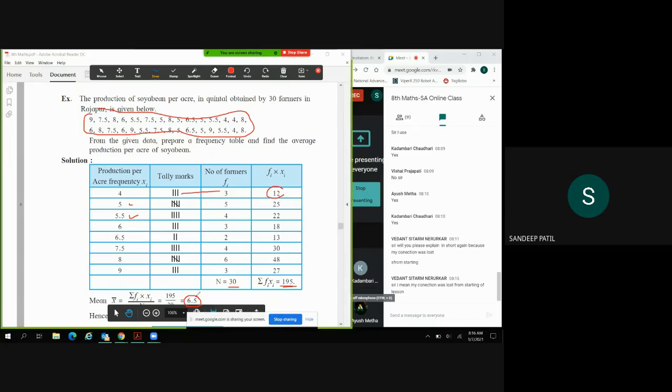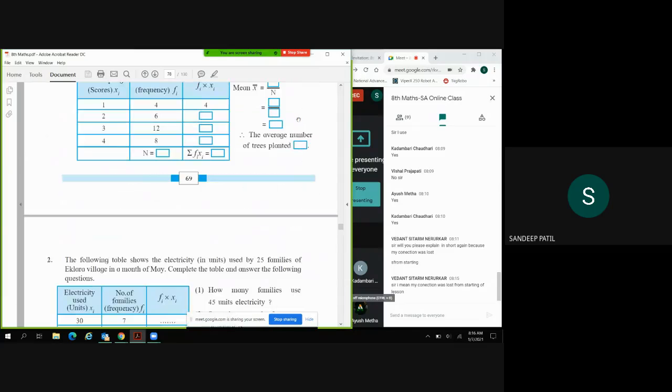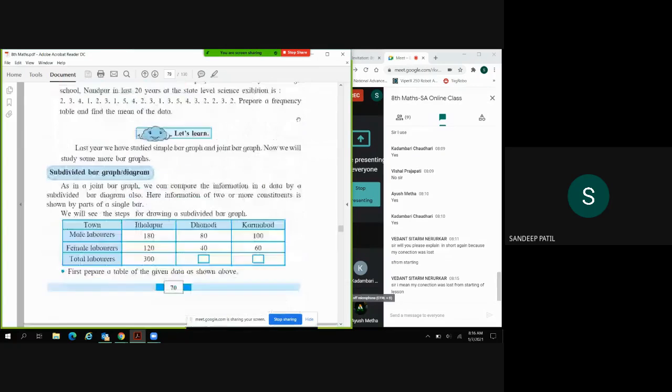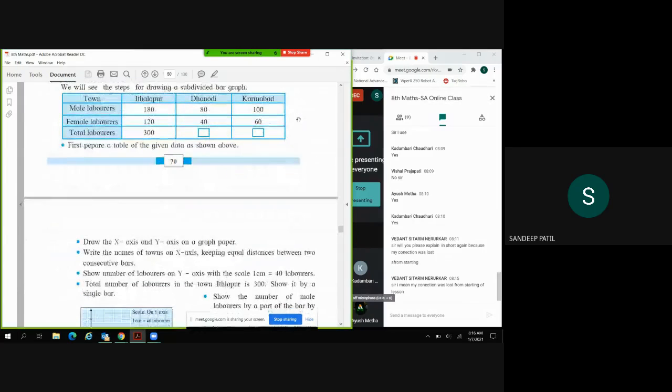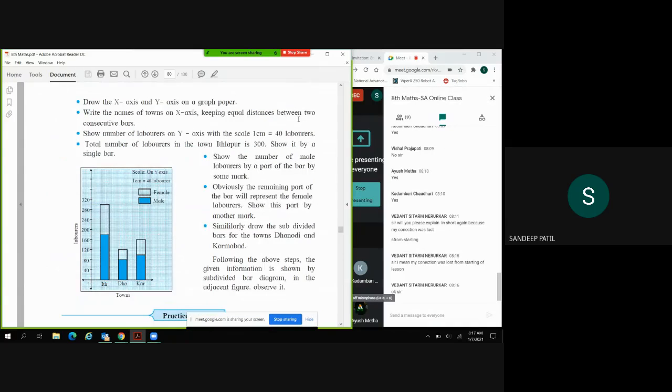Okay, so we have studied only this part and the subdivided bar graph. That's what we have studied today. And anyway, you can go back and take the lectures also. I think it is recorded, so you can take a lecture and see this. We have covered the mean and the subdivided bar graph.